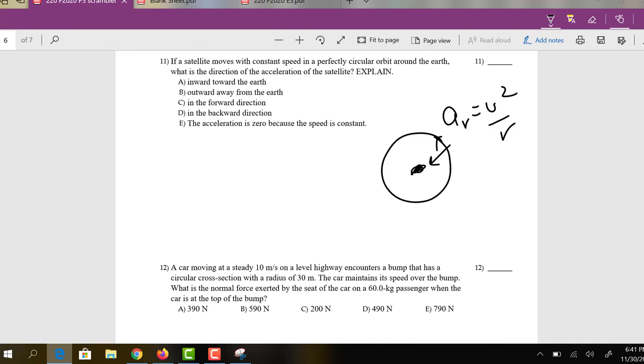You might say, well, the speed is constant, so there's no acceleration. The direction is changing. So direction change. Direction is changing.